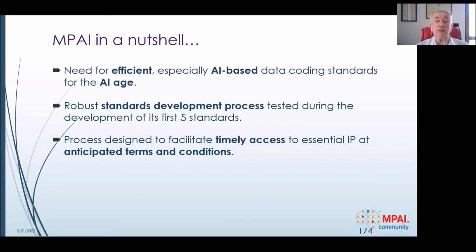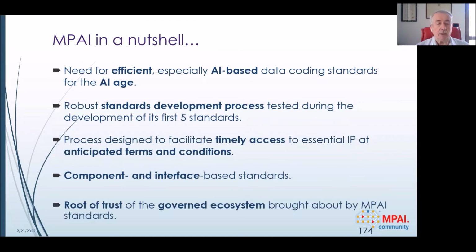The process has been designed to facilitate the timely access to essential IP at anticipated terms and conditions. It's not enough to have a standard, you must be able to use it. It produces components and interface-based standards, and it is the root of trust of the governance system brought about by MPAI standards.